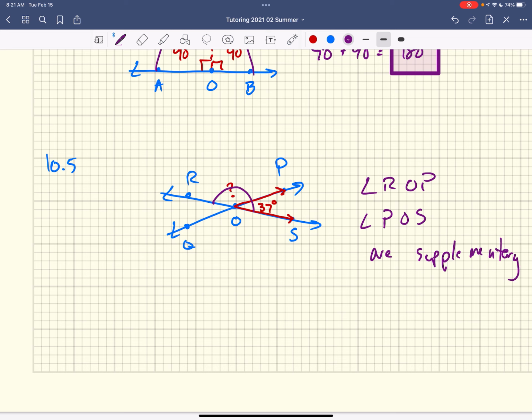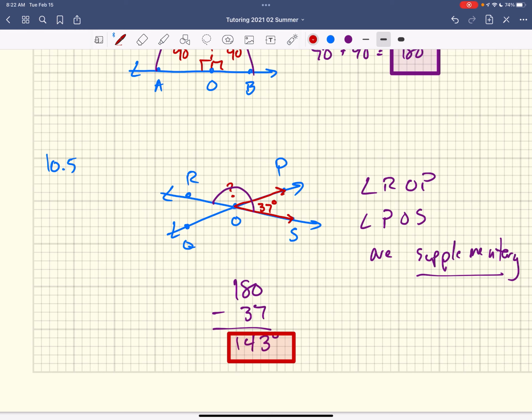Supplementary angles are those that have a sum of 180 degrees. And obviously, being that these two angles make up the straight angle together, they have that sum of 180 degrees. And so we can simply say 180 minus 37 equals 143. And so that's the measure that we're interested in, 143 degrees for angle ROP.